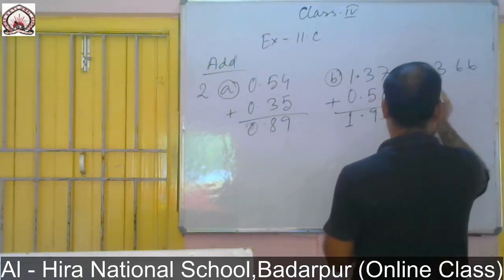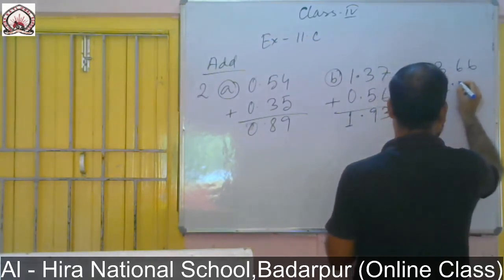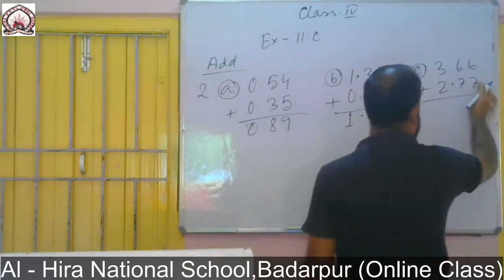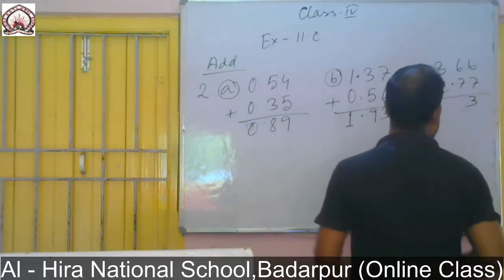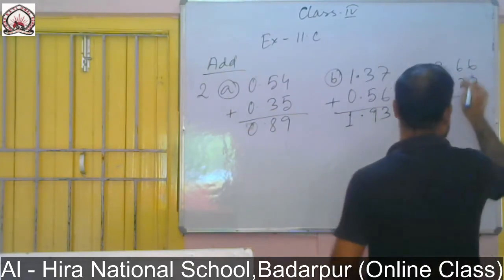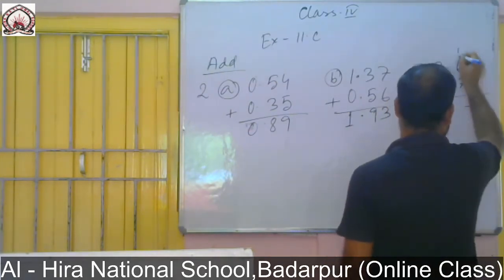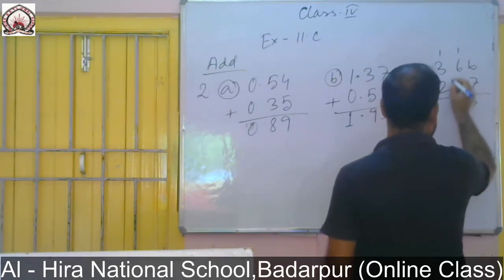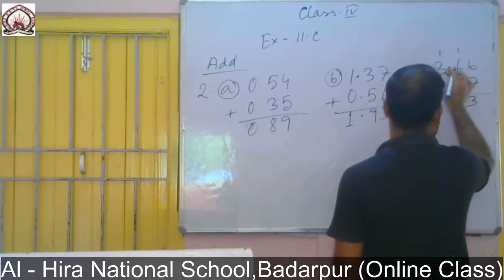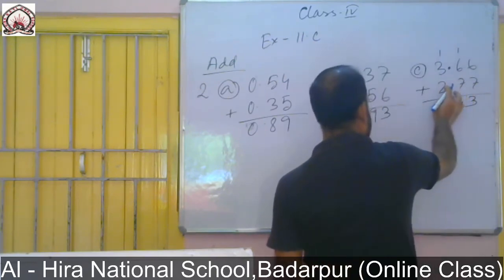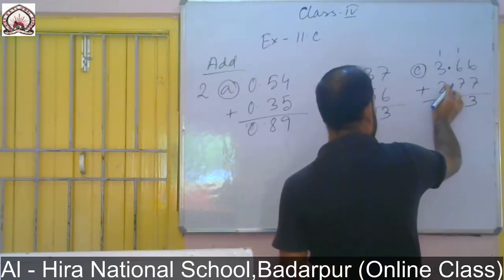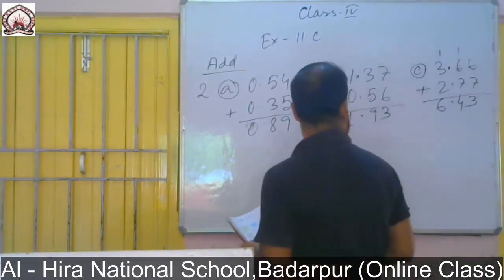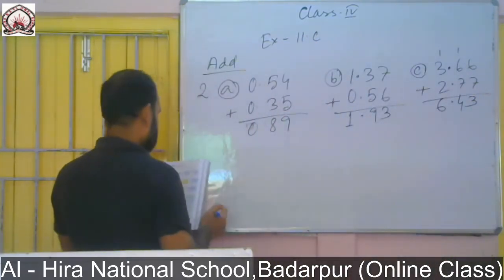3.66 plus 2.77. So here 6 plus 7 is equal to 13, 3, 1 in my hand. Here 6 plus 7 again 13, 1 in my hand, 14, 4, 1 in my hand, point straight. Here 3 plus 2 is equal to 5, 5 plus 1 is equal to 6. 6.43. Next question number D.